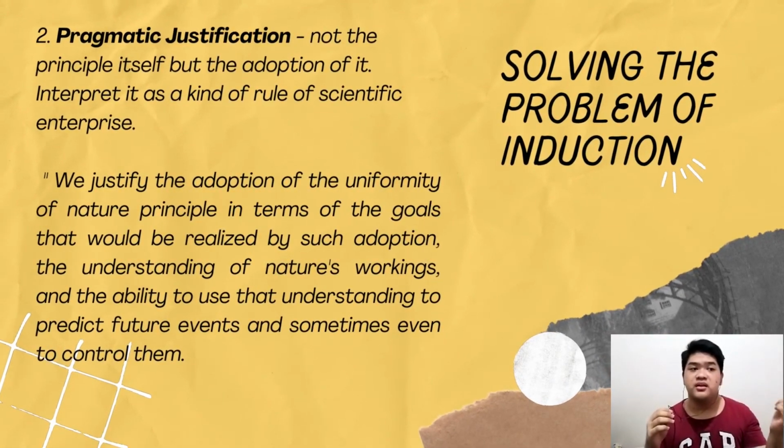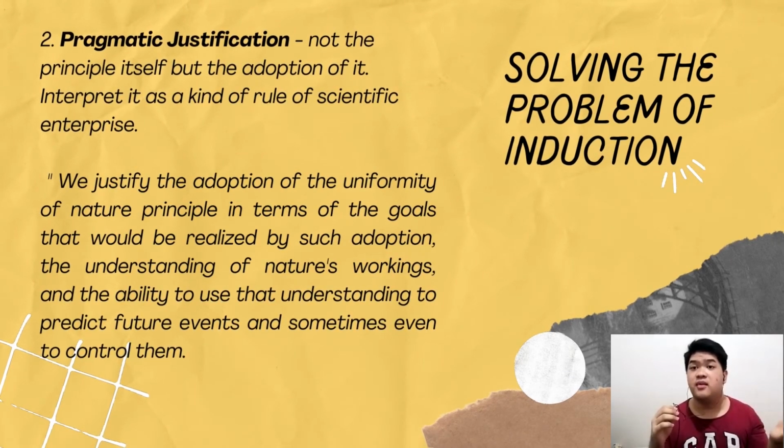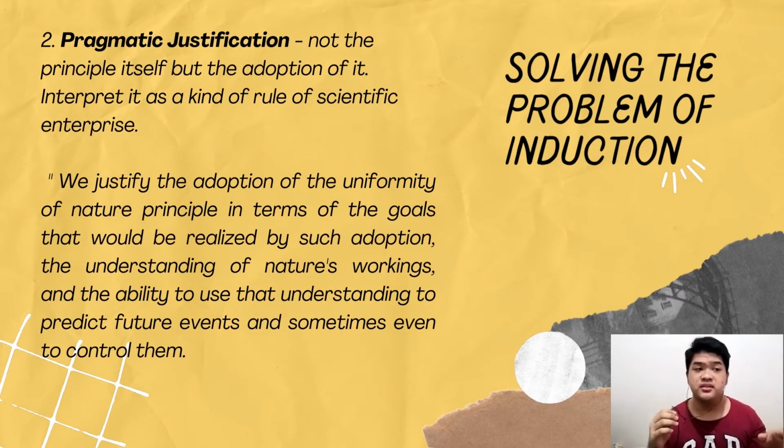The next one is pragmatic justification. Actually, this solution for me is a cop out of the problem, because here you are not justifying the principle itself, but the adoption of it. We interpret it as the adoption of our goals, to meet those necessary goals that we are trying to achieve. So we interpret it as a kind of rule of the scientific enterprise. We justify the adoption of the uniformity of nature principle in terms of our goals, but not the entirety of the principle itself. So maybe, by logically specifying a determined goal and not comprising all of the principle, we can justify the problem of induction.